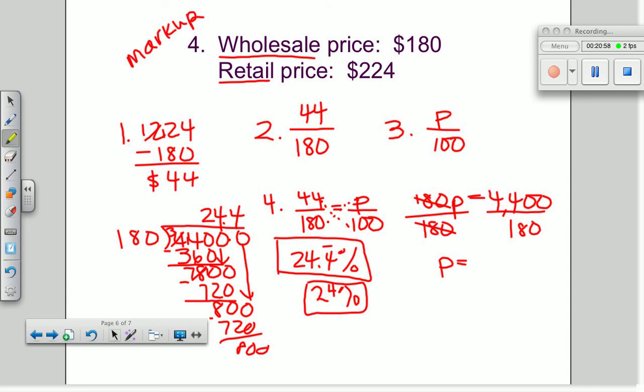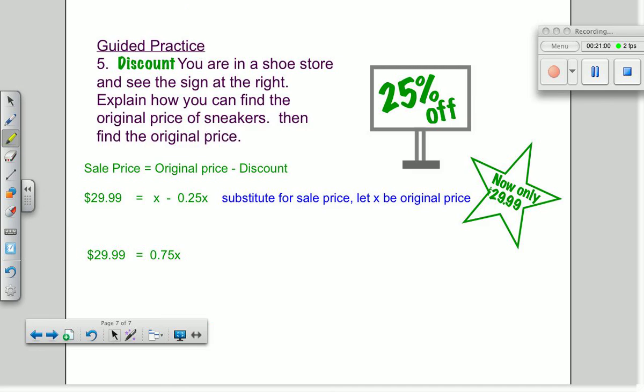Okay, so now let's look at something you might see at a store. Let's say you're in a shoe store and you see this sign at the right that says 25% off. How can you find the original price of the sneakers? So we know the sale price is the original price minus the discount, right? The original price is X.